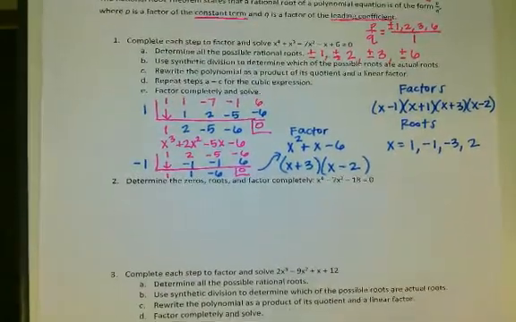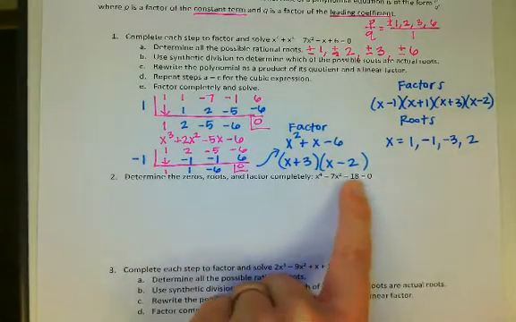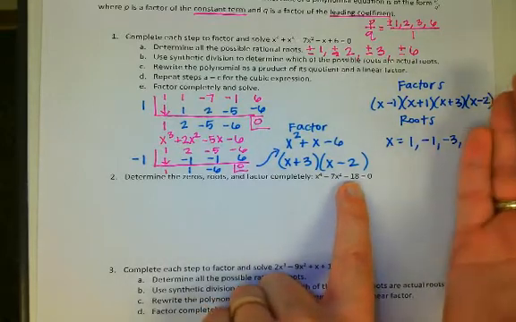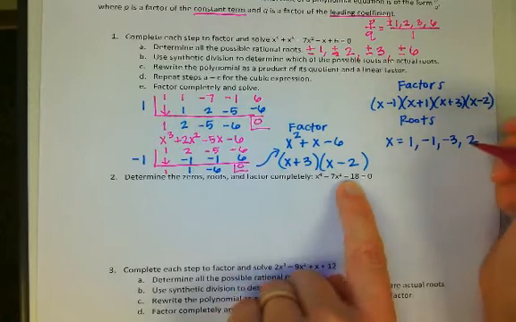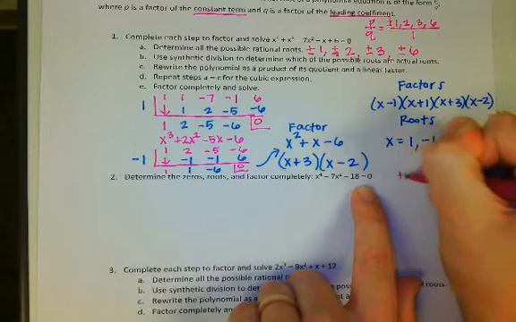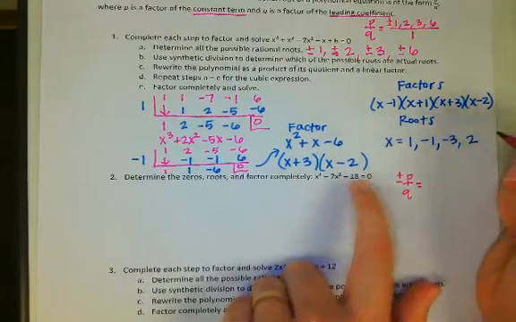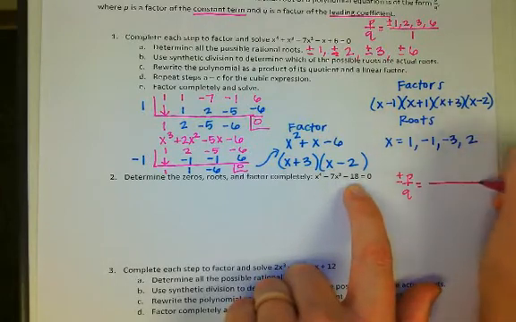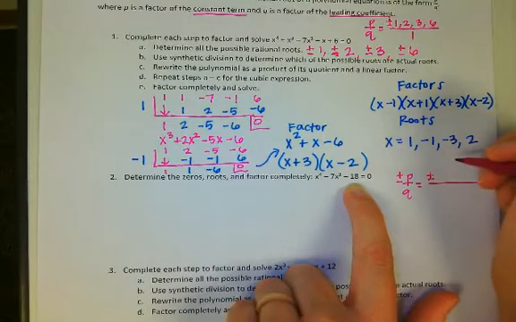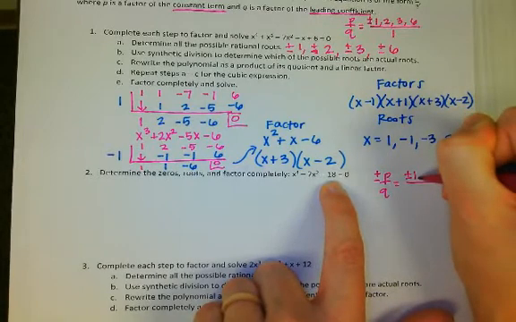Okay, the next one, honestly, if I saw this on a test, I would probably try to factor it first. But I want us to use this method just to make sure we have the hang of it. So let's list the possibilities. So plus and minus p over q. So look at your constant term of 18. So our possibilities, let's list all the numbers that divide evenly into 18, that are factors of 18.